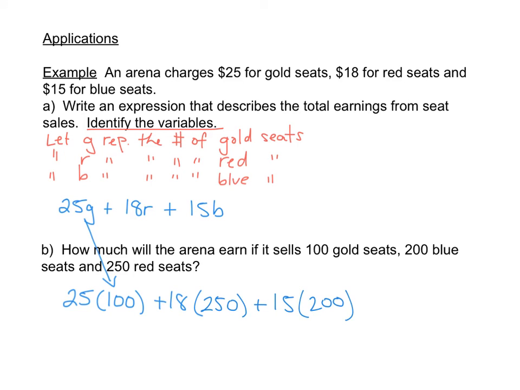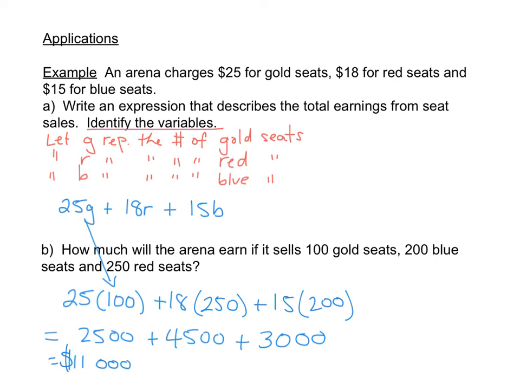Okay, so I'm going to let you guys do the math, and then you will see the answer shortly. All right, and so there you go. There's your answer. So we've just multiplied the 25 times 100. We multiplied 18 times 250, 15 times 200, and then we added them all together. And that gives me 11,000. And I'm going to put my units now in there, $11,000.